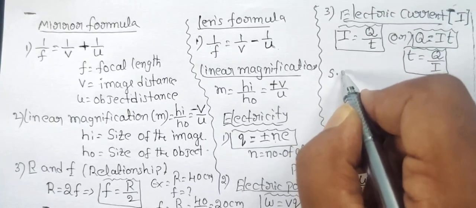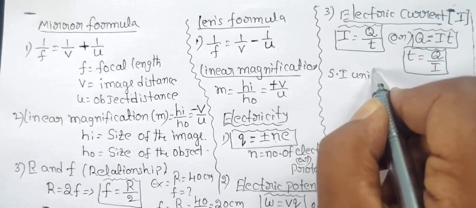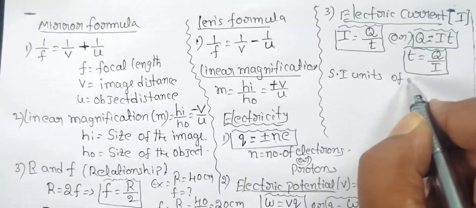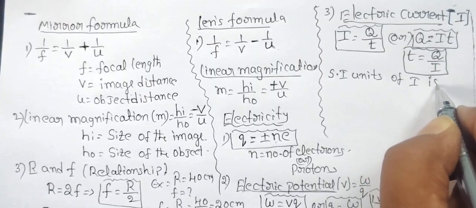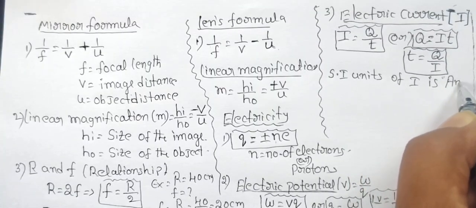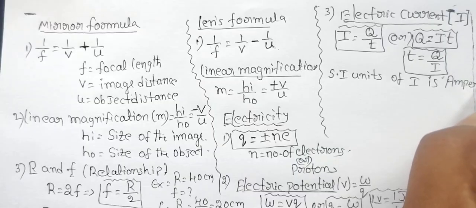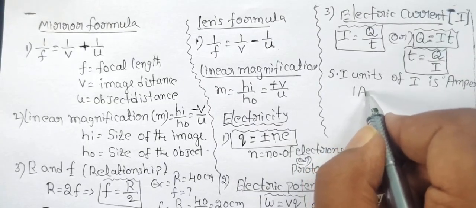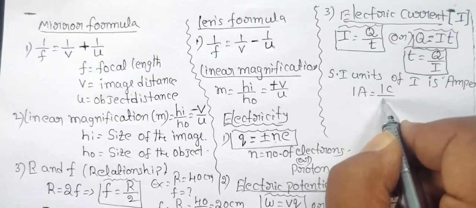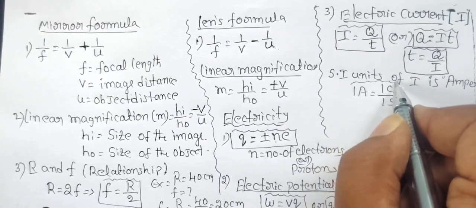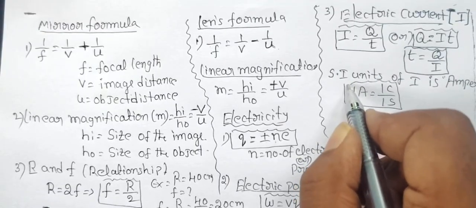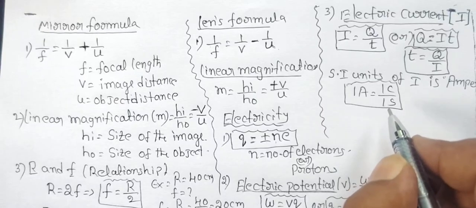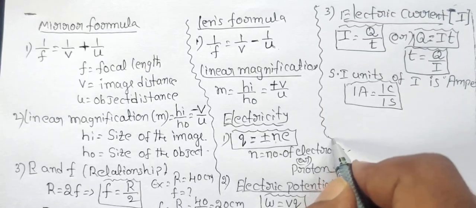Also remember, the SI unit of electric current is what? The SI unit of I, electric current, is ampere. Sometimes they will ask to define 1 ampere. 1 ampere is equal to 1 coulomb by 1 second. This is also we should remember.